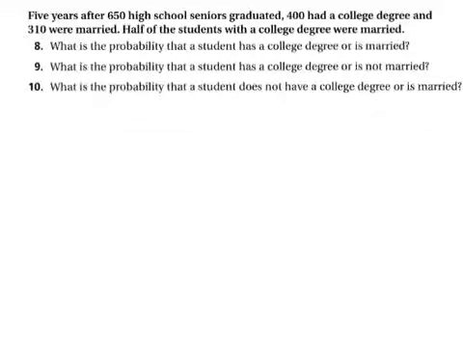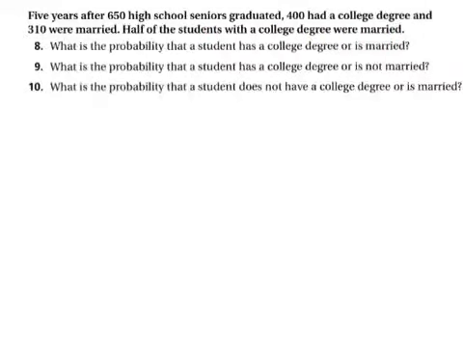Hey, Algebra 2. Here is numbers 8 through 10, which we're going to do together because they share a Venn diagram. So it says, 5 years after 650 high school seniors graduated, 400 had a college degree, and 310 were married. Half of the students with a college degree were married.